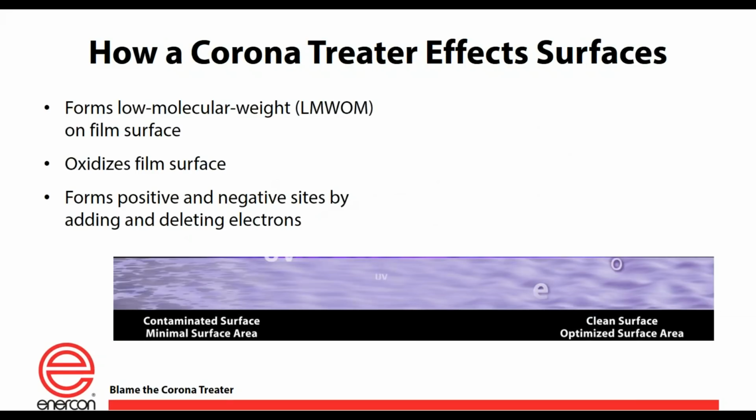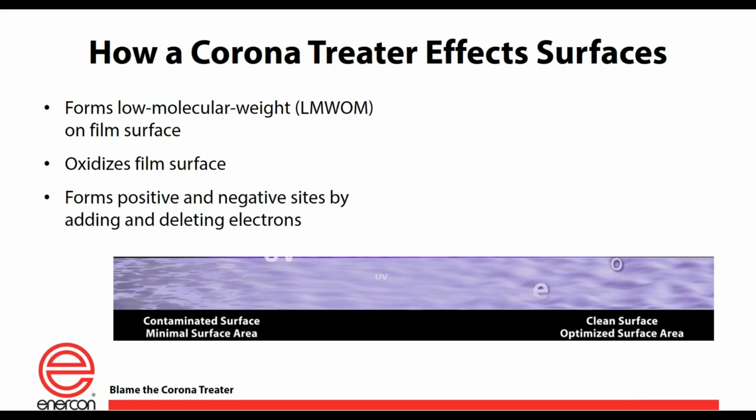Corona treaters are very popular. Many of you use them. What do they do, right? We hear this question all the time. It's magic. It's a black box. Well, not really. The ionized air that we generate oxidizes the film surface. It forms low molecular sites on the film surface. It cleans the film surface.